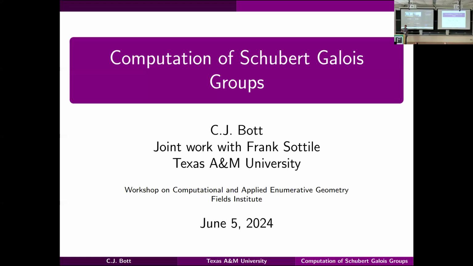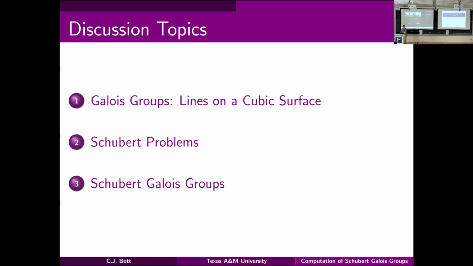We heard about this with sparse polynomial systems from Thomas's talk yesterday. I will give a quick review of lines on a cubic surface, which he also mentioned, and then I will jump into the context that I'm interested in and which my software deals with, which are Schubert problems. So we'll be talking about Galois groups in the context of Schubert calculus.